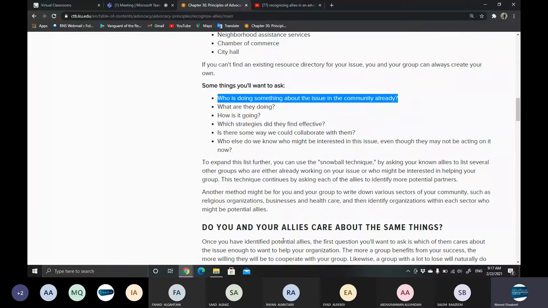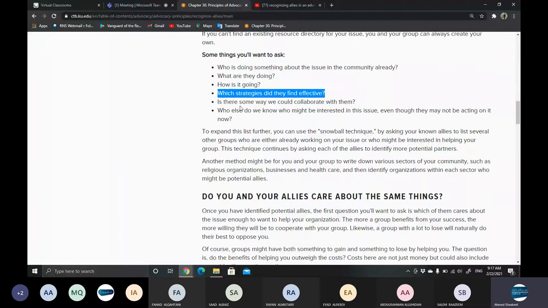So see what they are doing and how it is going, and which strategies and tactics did they find effective, and is there some way we could collaborate with them, and who do we know who might be interested in the issue, even though they may not be acting on it now. So simply try to find a common ground between you right now along with your campaign and those who have already started their own campaign, and then gather your efforts together. Consequently, you can be more effective.